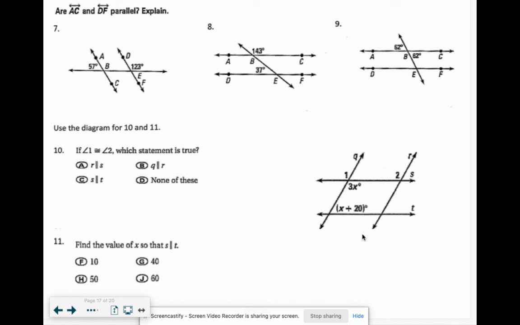No. But what do you guys know about vertical angles? They're the same, right? So if this is 57, what's this guy right here? 57. And if this is 123, what's this guy right there? So now, are they same side interior? Mm-hmm. Yep. Same side interior converse.